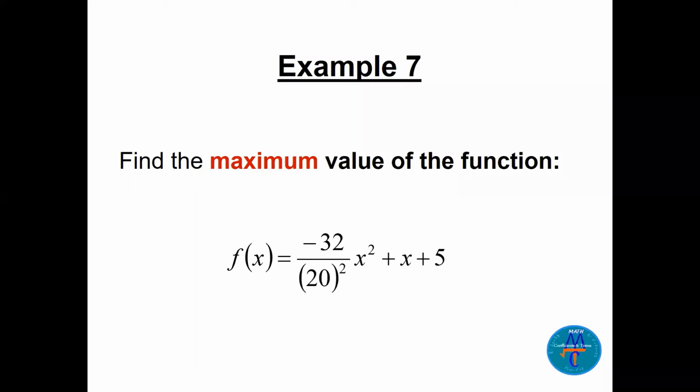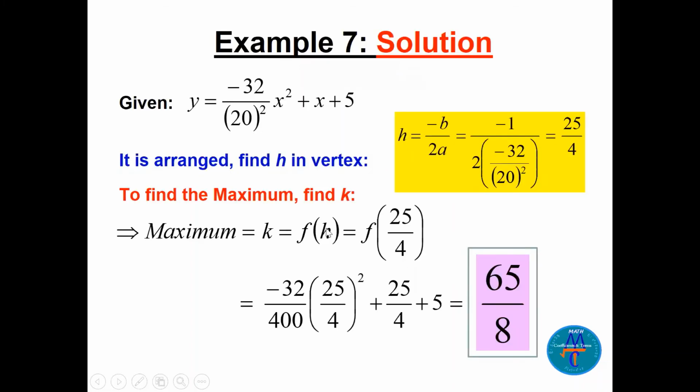Now let's look at example 7. Find the maximum value of this function. That's a quadratic function, as you can see, so the graph is a parabola. And here we have a, an ugly number, minus 32 over 20 squared. This is all a. B is 1, C is 5. So the parabola opens downwards like this, so there is a maximum. We need to find that maximum. Now, this is arranged already.